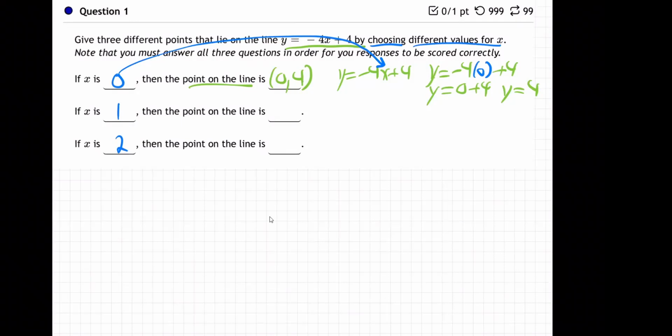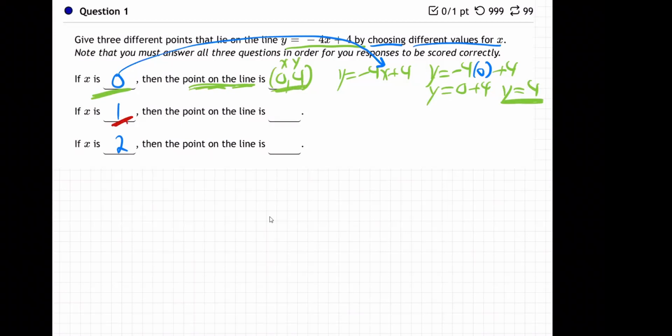So is that making sense? Whenever they say point on the line, they want the x and the y in parentheses with a comma in between. It's the x value we got of 0 and the y value that came about when we plugged in that x value. That's what we put right here. Let's do the next one.